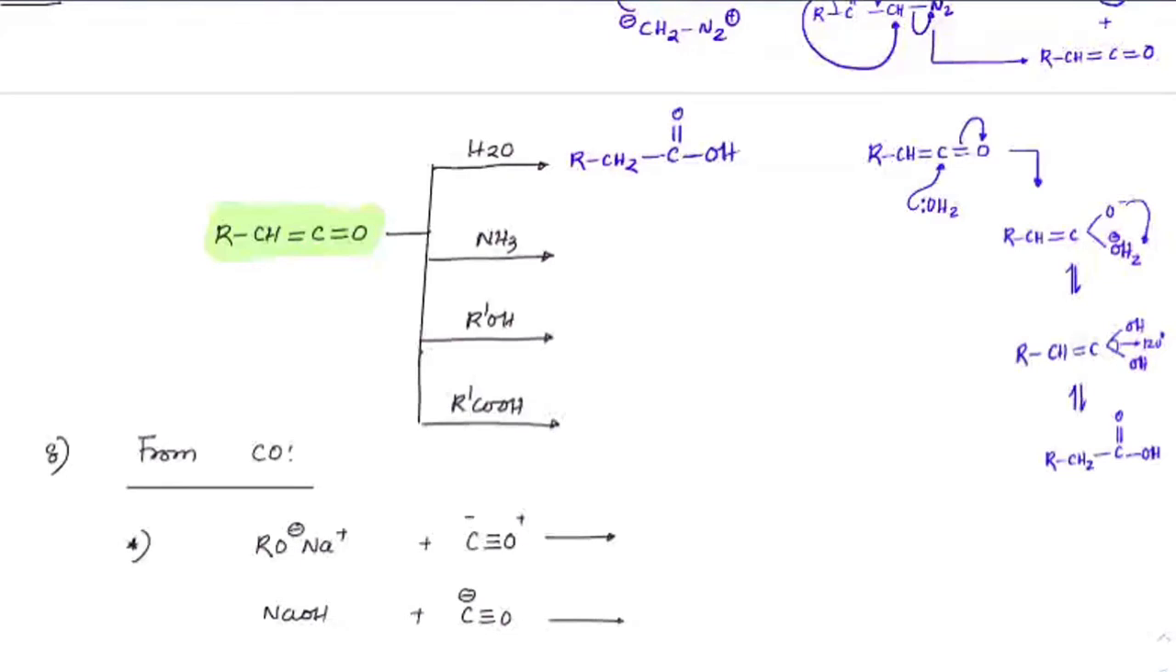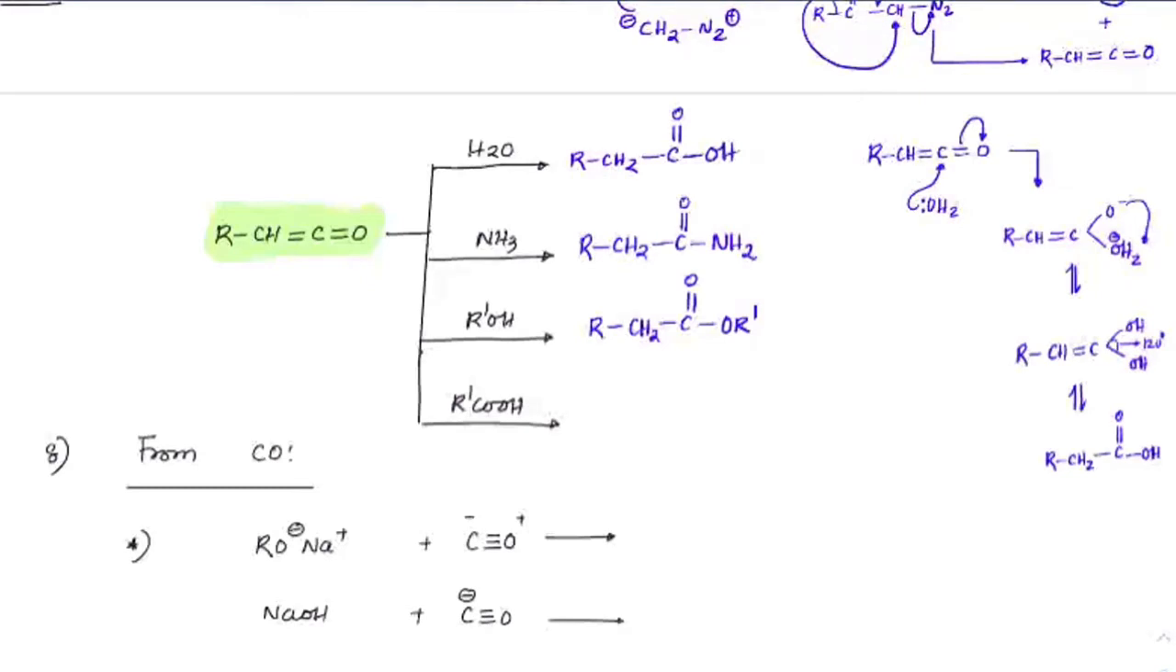Same way, if you treat that with NH3, what would happen? NH3 will attack here, proton will shift onto this, you'll get amide. So we'll get this as RCH2 C double bond O NH2. Same logic. Same way, if there is an alcohol attached, ROH will attach here, H will shift here. So we will have hemiacetal, which will further form into C double bond O and OR dash. Ester is formed.